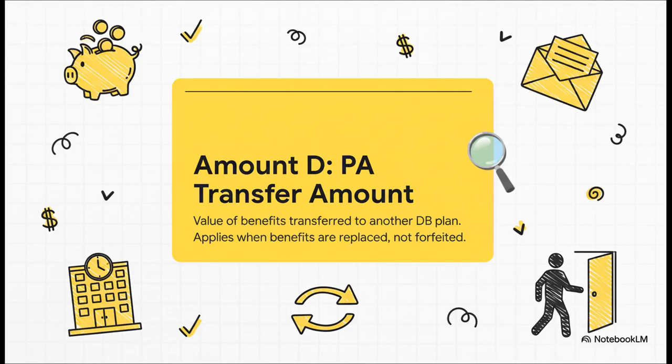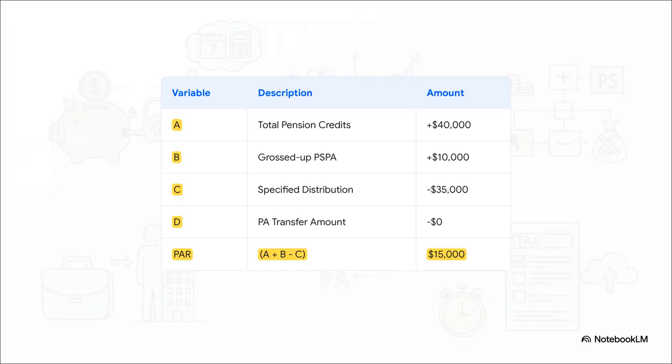In many of these cases, this will wipe out the PAR entirely, bringing it to 0 because no benefit was truly lost, so no RSP room needs to be restored. Okay, let's make this real with Julie's example.